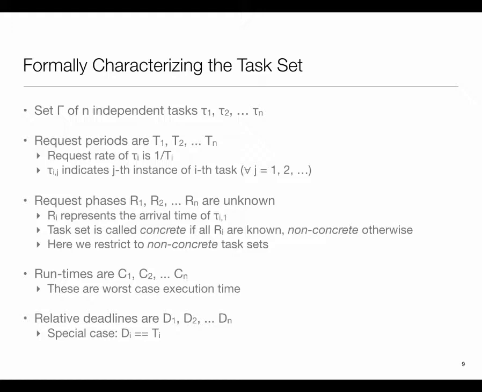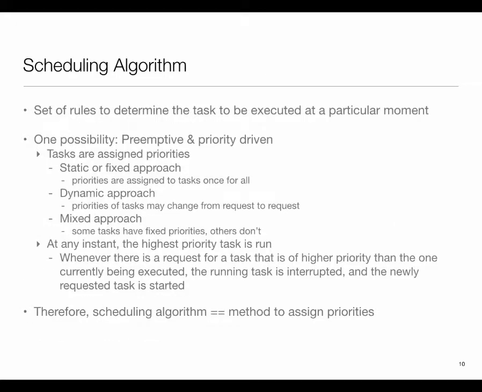Run times are the worst case execution time, and again we are assuming that the deadline D sub i is less than or equal to T sub i, and a very common model is that they are actually equal. So, the scheduling algorithm. The scheduling algorithm is now faced with such a set of tasks. It basically has to decide, give you a rule, how to run this thing. Now the rules can range from static to dynamic. One possibility, and probably the one which almost all real-time operating systems adopt, the most common one, is the so-called preemptive priority-driven scheduler.